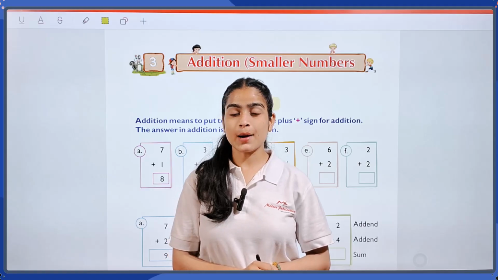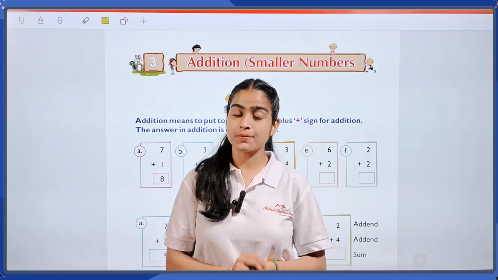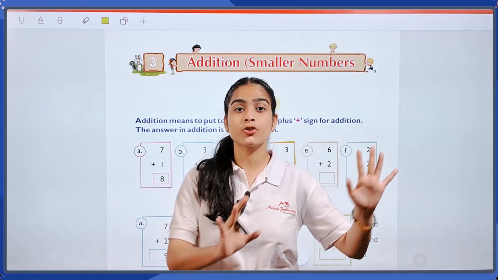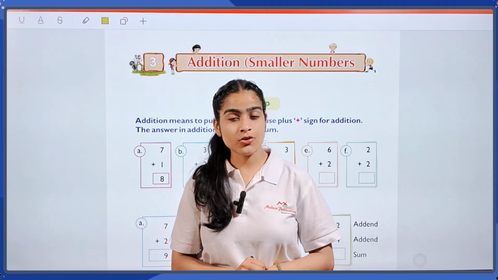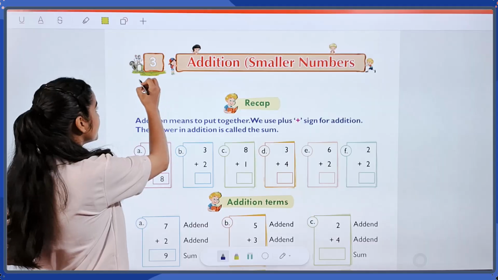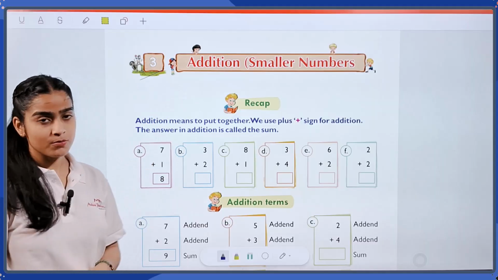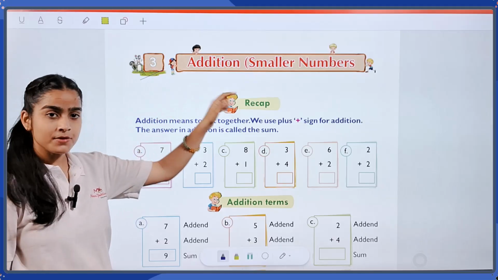So, students, I'm your mathematics educator again, here with a new chapter and a new concept. I hope you have completed your previous chapter worksheet. Yes, well done. Now you are ready to move on to the next chapter, which is chapter number 3, addition of smaller numbers. In this chapter, we are going to learn addition of small numbers.